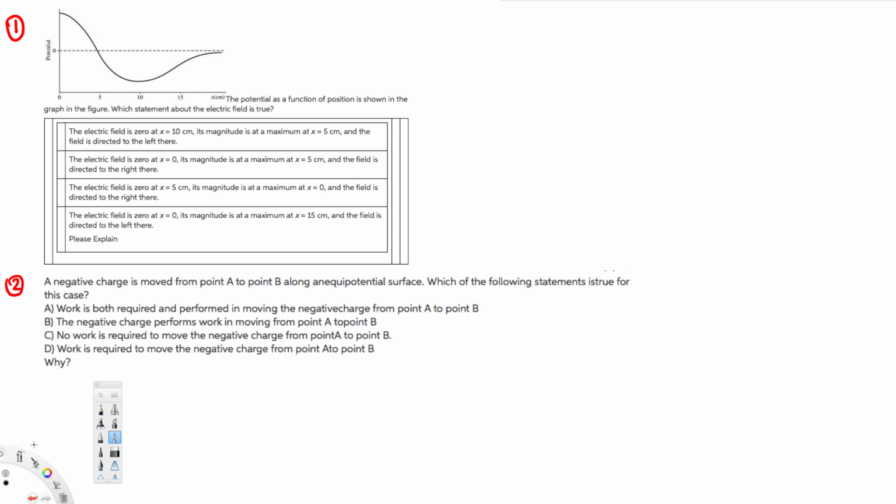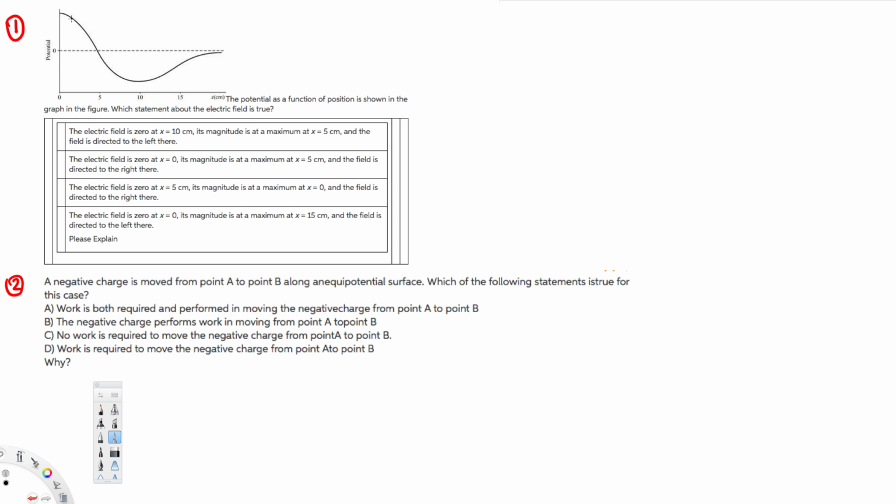Let's do this problem right here. The question is asking: the potential as a function of position is shown in the graph in the figure. Which statement is true about the electric field? Here they have given where the electric field is 0, and in which case the magnitude is maximum. So the magnitude is maximum and the electric field is 0. We have to find these two points.